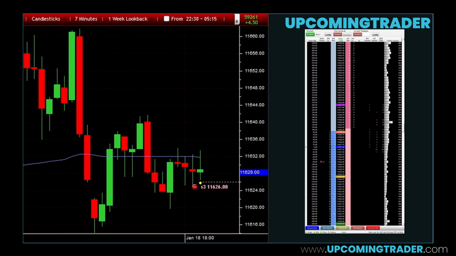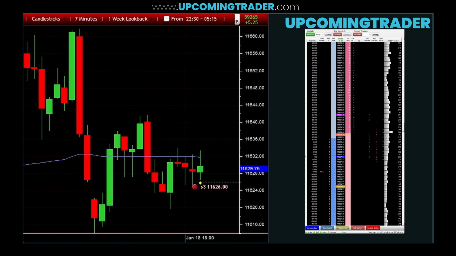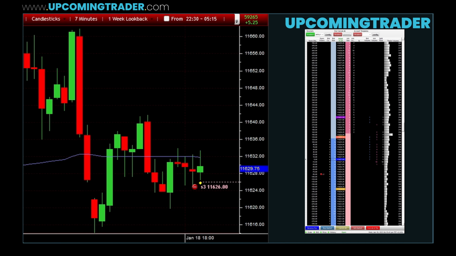Flags and pennants are particularly powerful when they occur within a well-defined trend, as they often serve as continuation patterns, providing an opportunity for traders to join the existing trend with strong confirmation from the volume profile. The length of the flagpole can also help set price targets for these patterns.